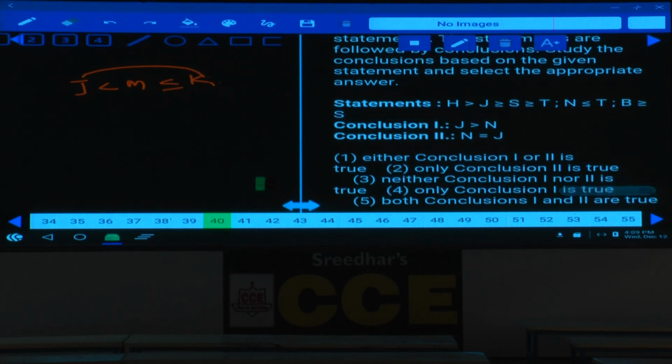Then question number 40. Now if you observe here, both the conclusions are between J and N only. J is here, N is here, the element which is common is T. Between J and T, J greater than or equals to T. And between N and T, N lesser than or equals to T, means T greater than or equals to N. Now between J and N, J is either greater than or equals to. Hence either 1 or 2, that is choice 1. Done? Choice 1 is the answer for 40.